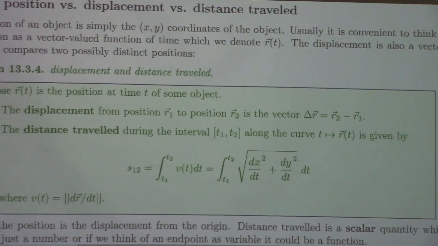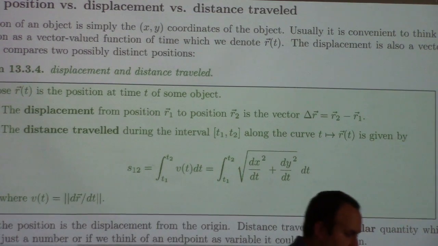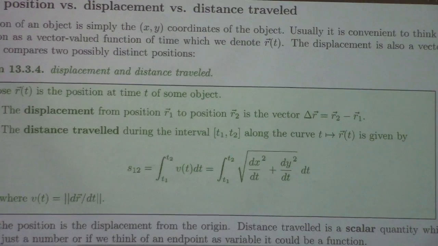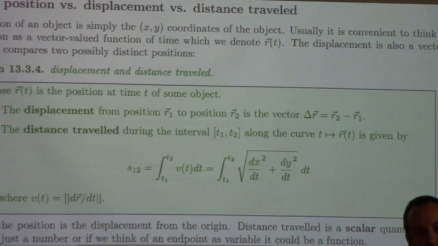So the displacement from one time to another is the change in position. So it's a vector. Like my displacement from, say, this time to this time would be the vector which points from there over to here. Displacement is a vector, all right? And it concerns two events. It connects the two events like that.